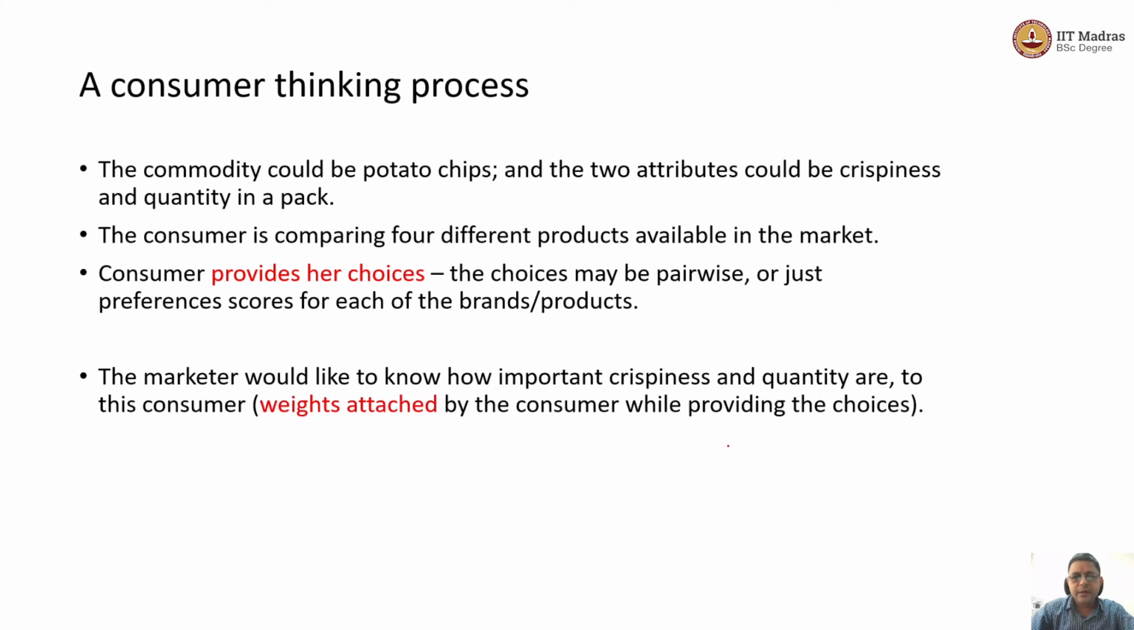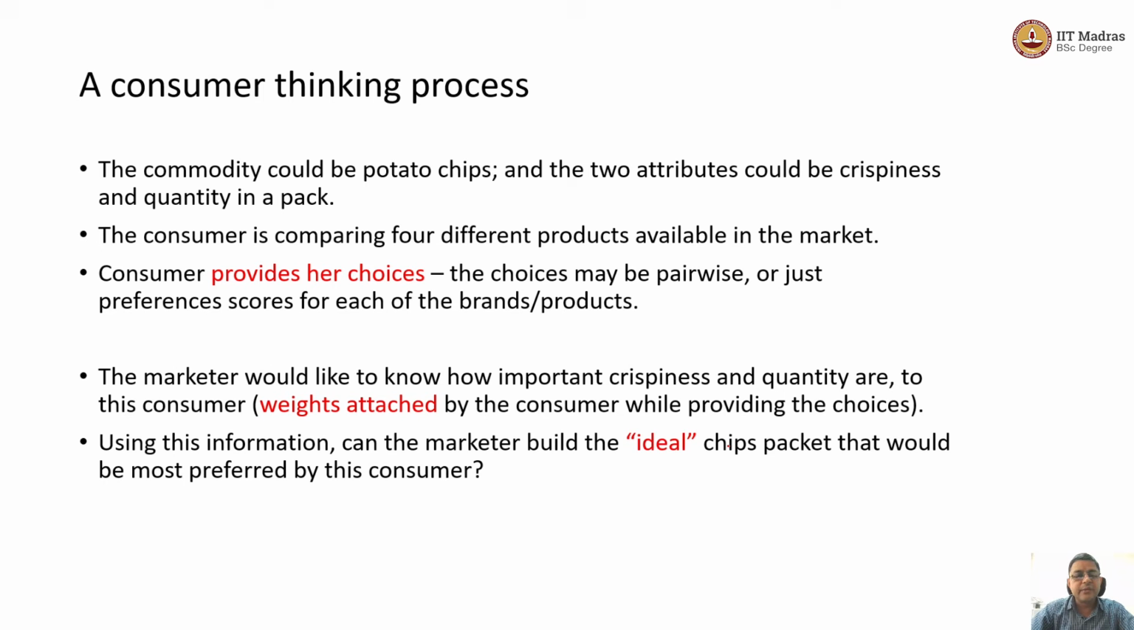What the market researcher would like to know is the importance or the weights, right? What are the optimal weights that the consumer is attaching to the crispiness of the chips and to the quantity that is available in the pack. That's what we wish to know. What are the weights assigned by the consumer? Now the consumer is going to say that, well, I want crispier products, but I also want large quantity. But when she is giving us the choices, can we guess whether she is giving more importance to crispiness or more importance to quantity, right?